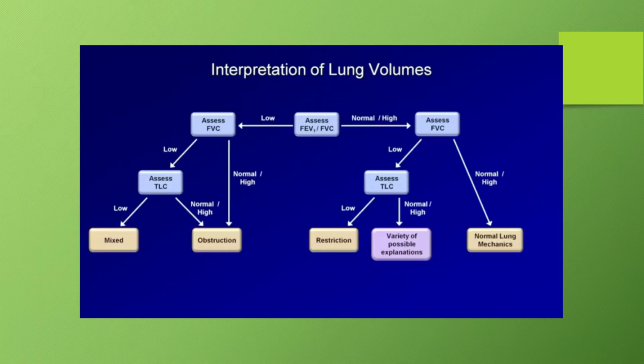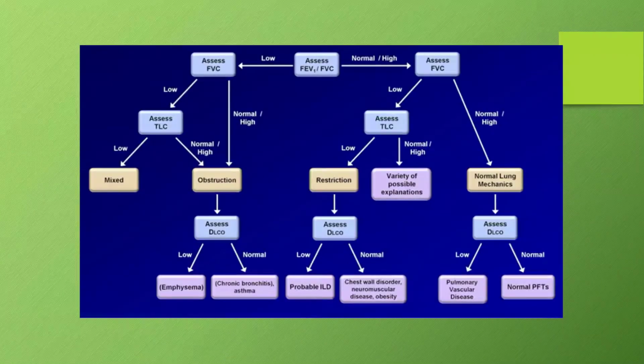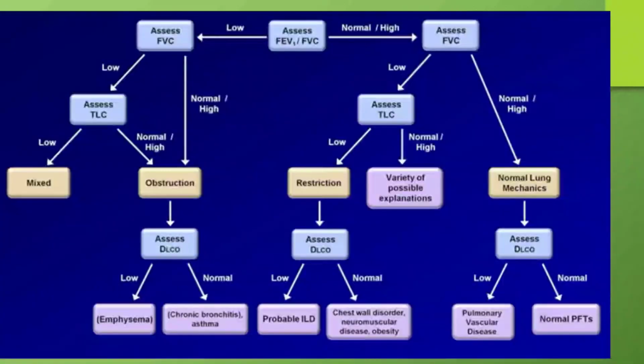So what could be the other explanations? That is assessed by the DLCO, or diffusing capacity of the lung, which is measured using carbon monoxide. So if we have diagnosed a case of obstruction, we will do the DLCO. If the DLCO value is low, then the obstruction is due to emphysema. If the DLCO value is normal, then it is due to chronic bronchitis or asthma.